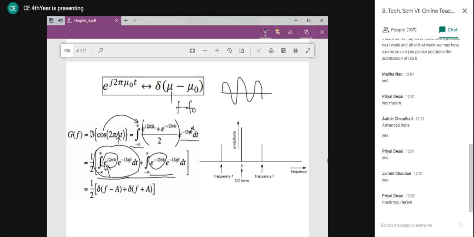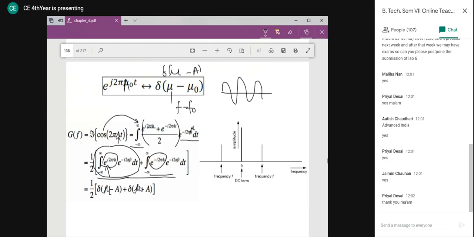And if I see what the Fourier transform of such a function is, I know that the Fourier transform of e raised to j 2 pi mu 0 t is delta of mu minus mu 0. So in my case, it is e raised to j 2 pi a t, so I will have mu minus a, since instead of mu 0 I have a. So I am going to have delta of mu minus a. Or if I'm using the variable f instead of mu, I can write f minus a.